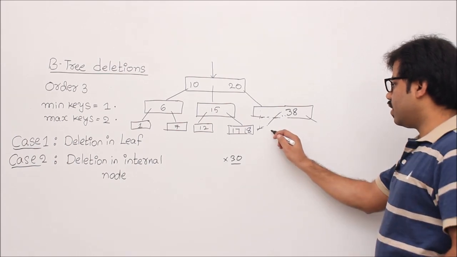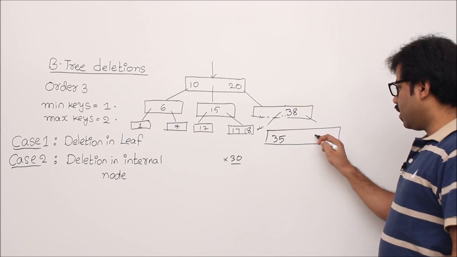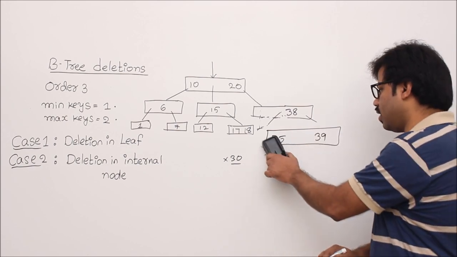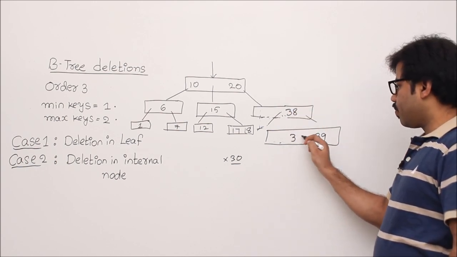So 35 and 39, if I merge, already I told you 35 and 39, but of course 35 is going to be deleted, right? So we have to pull 38.